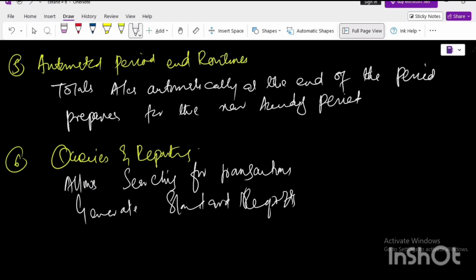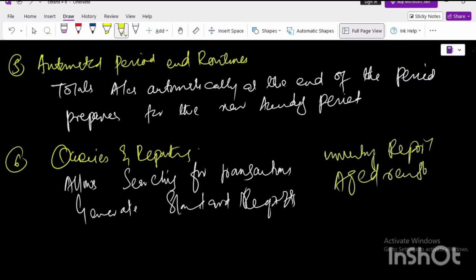And we have different types of report. For example, let's say you need a report about the inventory and the stock and its value. So we call that inventory reports. You may need a list of unpaid customers, and that is your aged receivable report.